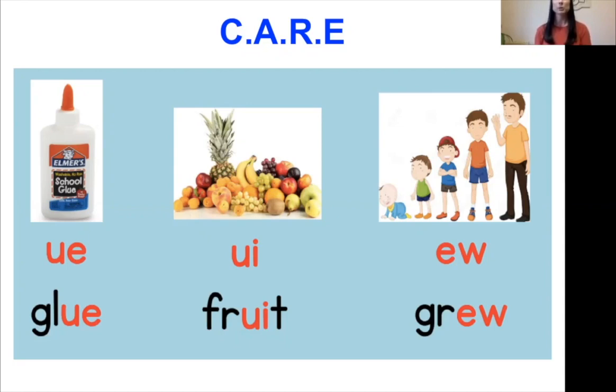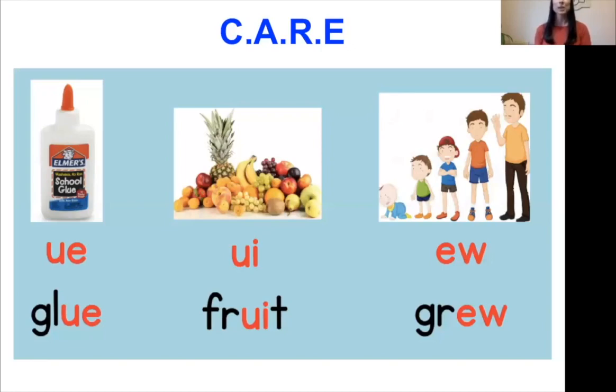Look at our next picture clue. What do you see in the picture? That's right, fruit. Say it with me. U-I, fruit, oo. Where do you hear the oo sound in the word fruit? F-r-oo-t, fruit. I hear the oo sound in the middle of the word fruit. The vowel team U-I is always in the middle of a word. It does not come at the end.